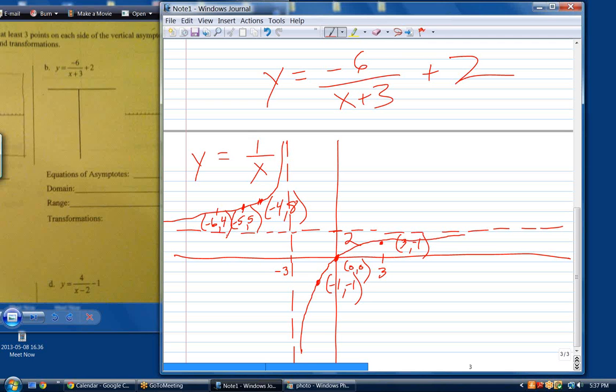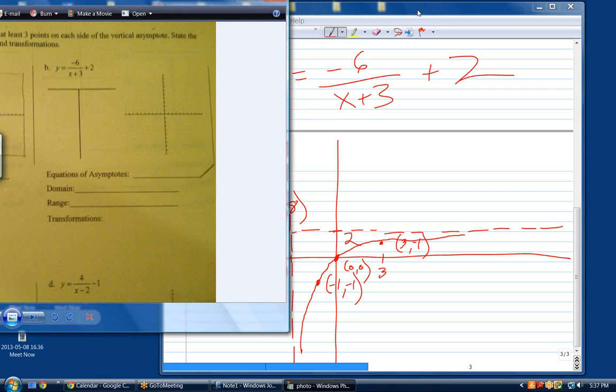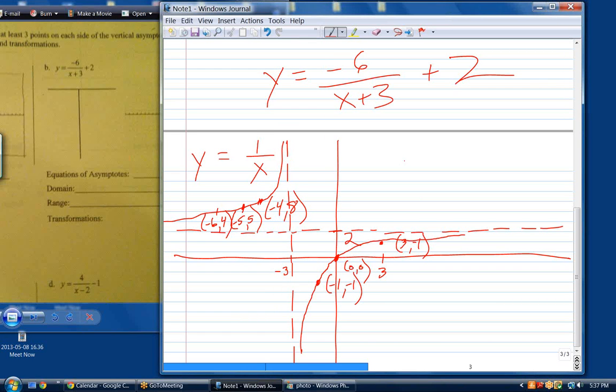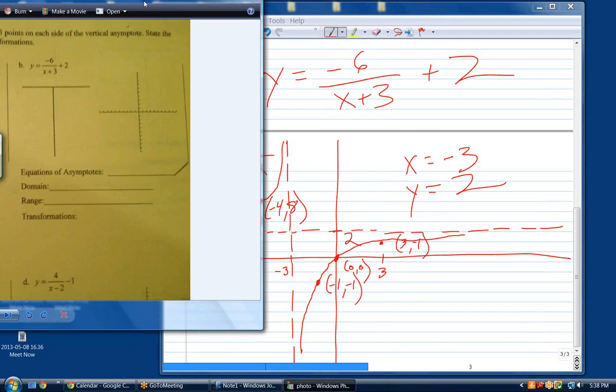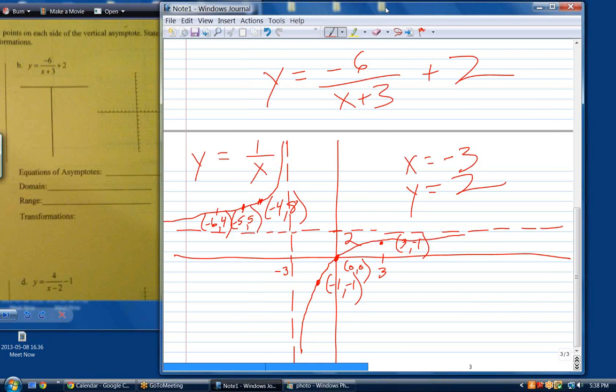So now we have 3 points on both sides. We can see for sure what the thing looks like. What's the equation of the vertical asymptote? x equals 3 or negative 3? x equals -3. What's the equation of the horizontal asymptote? y equals 2. And let's see, what else did they want here? They wanted domain, range, and transformations. What's the domain?